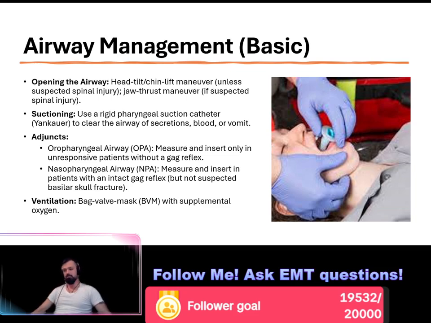It's in the name, BVM: bag, it has a valve, and it has a mask. You're going to squeeze the bag about halfway until the chest begins to rise.